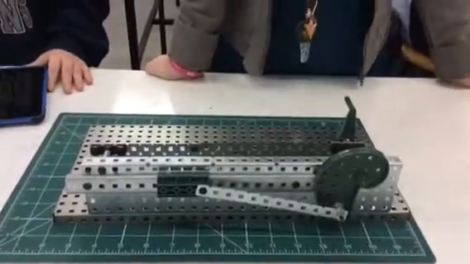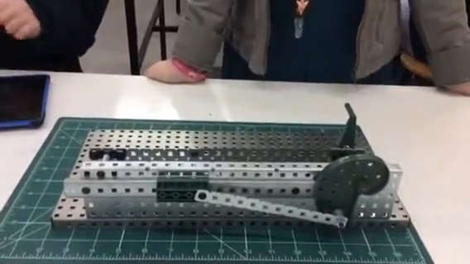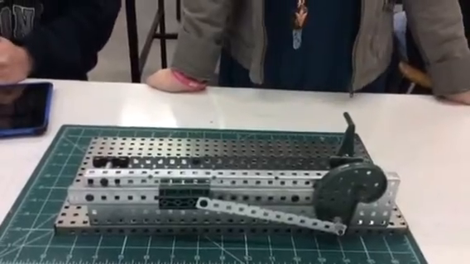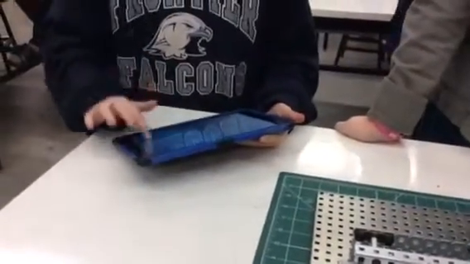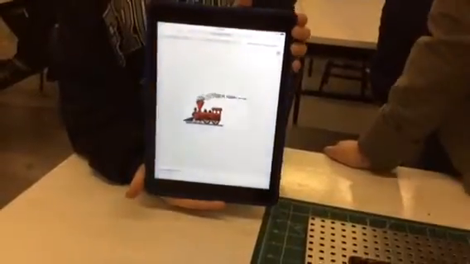It's not designed to increase torque or speed. But it's designed to change rotary motion into reciprocating motion. And our example is a picture of a train. Excellent. Thank you very much.